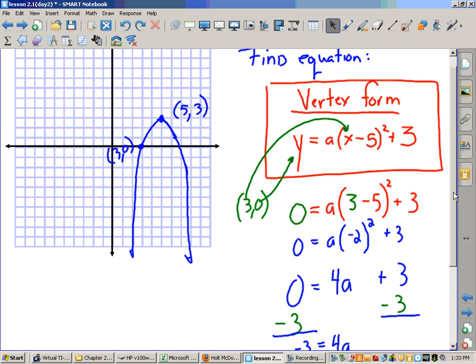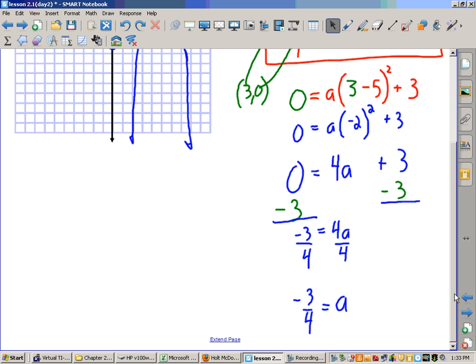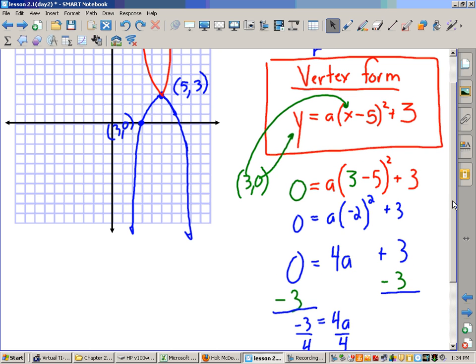If you look at yours and all of a sudden your a came out to be, let's say, 8. I'm looking at this graph. Does this look like it has a vertical stretch factor of 8? No. That would be really skinny and going up. This right here is supposed to be a little wider than normal. I don't know what normal is here, but 3/4 isn't that far away from 1, and it is going down.